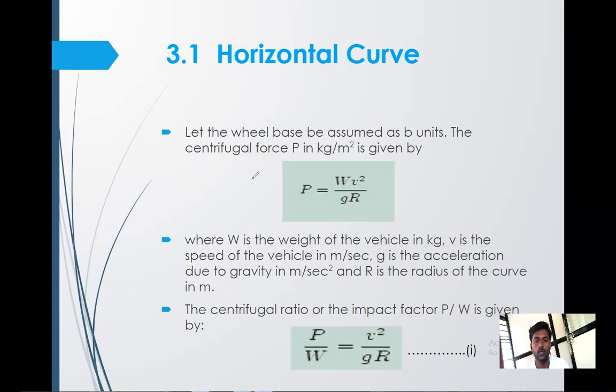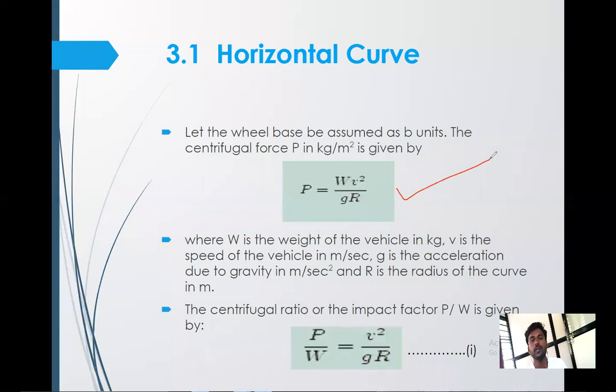The centrifugal force P is equal to, write down this formula. Centrifugal force P is equal to W V square upon gR. Write down this formula, otherwise by the time you will forget. So write down P is equal to W V square upon gR. This is the formula for calculating the centrifugal force.